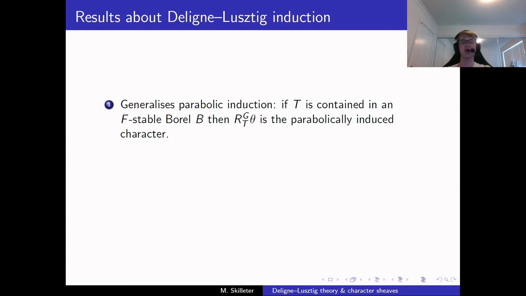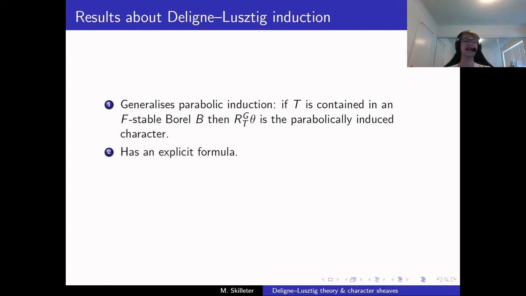Now that construction was quite involved, so let's check we actually get some useful results about the Deligne-Lusztig characters. Firstly, Deligne-Lusztig induction generalizes parabolic induction. If our maximal torus T happens to be contained in an F-stable Borel, so that just means F(B) equals B, then R_T^G(theta) is the parabolically induced character we constructed earlier. There's an important point here. Every F-stable maximal torus is contained in some Borel, but not every Borel is F-stable. And in particular, it's possible to find F-stable maximal tori that aren't contained in any F-stable Borel subgroup. That's kind of why Deligne-Lusztig induction is exhaustive and parabolic induction isn't.